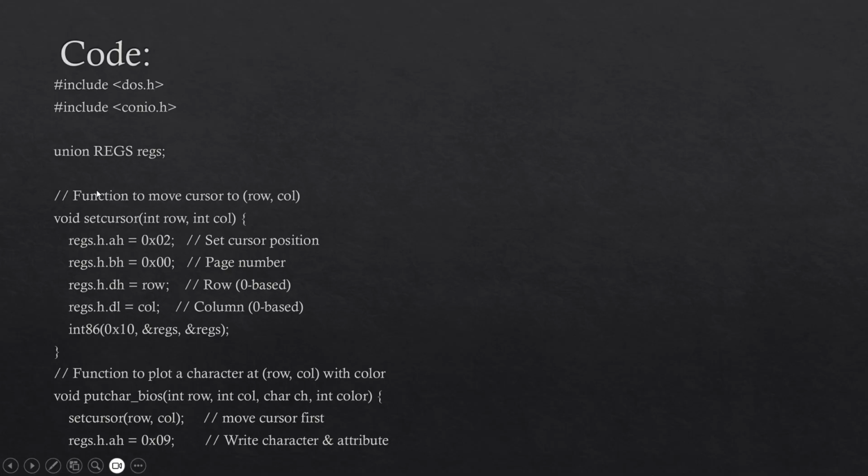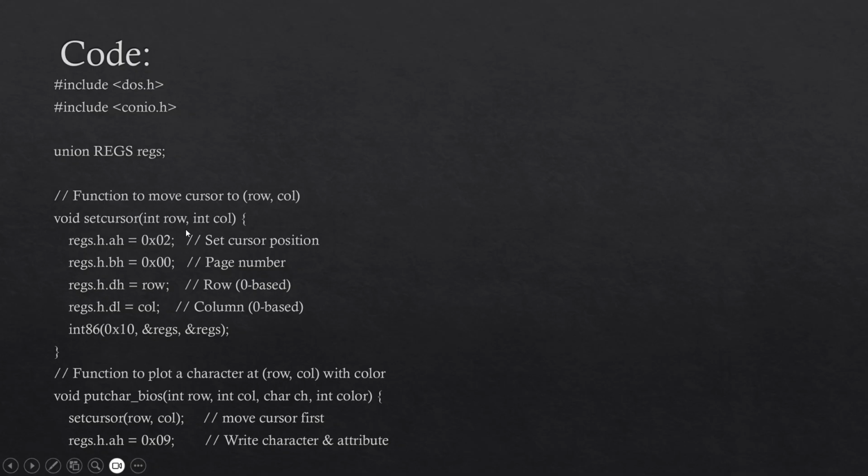It has two main views. Here we are using .h to access 8-bit registers such as AH, AL, DH, DL, BH, etc. And when we use .x, it accesses the 16-bit registers AX, BX, CX and DX. So first we'll see the function to move the cursor to the row and column, that is the void set cursor function. It will move the cursor to the row and column.